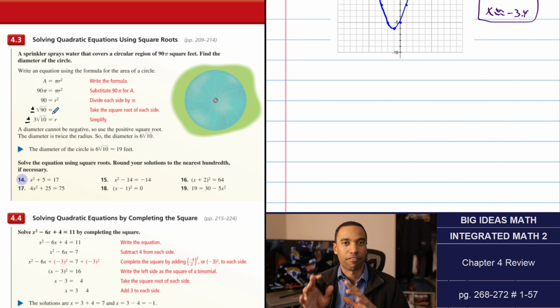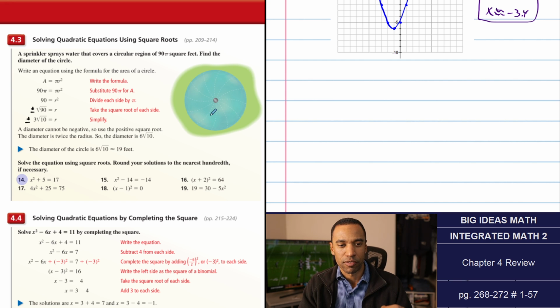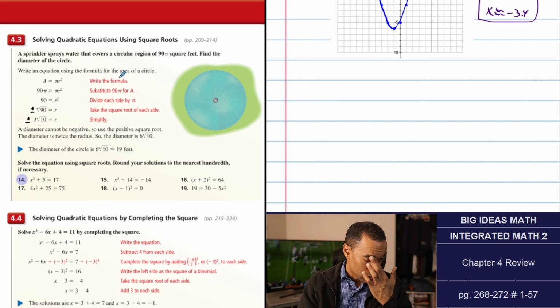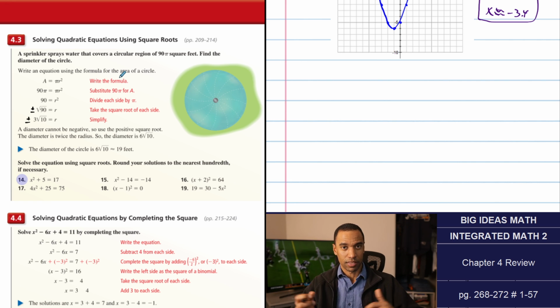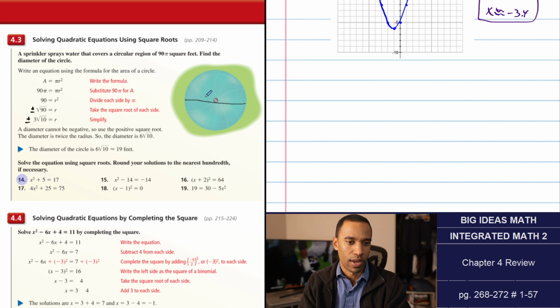Now radius is half of a circle's diameter, so they double that radius, right? 3 root 10 doubled is 6 root 10. So 6 root 10 feet, or it looks like approximately 19 feet. That's the diameter of a circle. What does this have to do with a sprinkler? A sprinkler sprays water. The region that the sprinkler's covering, there's a full diameter of about 19 feet that's being hit. And a diameter, guys, is this full length right here, whereas the radius is just that length right there.